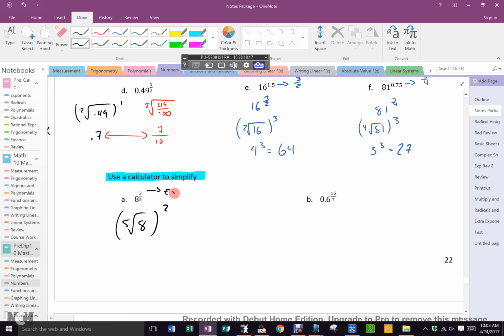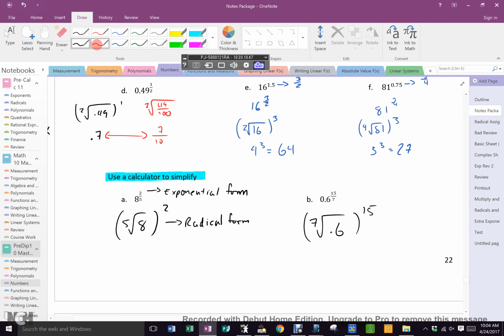This is exponential form. This is radical form. They are equally acceptable unless I specifically ask for one or the other. Does everybody understand what I mean? I don't care which way you write an answer out unless I specifically ask for one of those ways. So what's this guy going to be? Well, it would be the 7th root of 0.6 to the 15th. Ugh. Radical form. Now, how do we do it with our calculator?